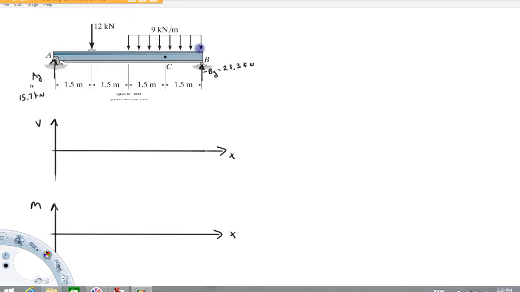The first step typically in analyzing a beam is to find the reactions. I've already done that as I didn't think it needed to be part of the video here. 15.7 on the left hand, 23.3 vertically on the right, which I've called AY and BY.